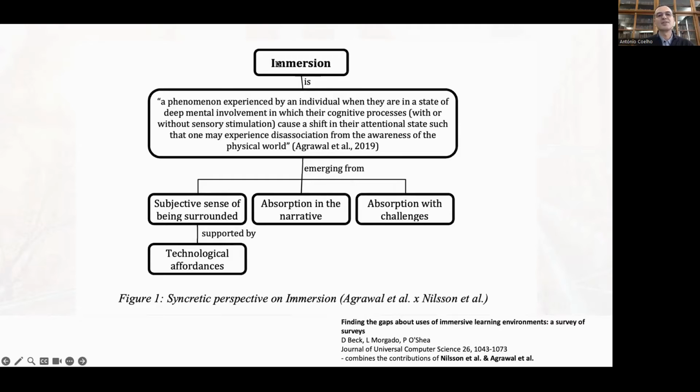For example, the subjective sense of being surrounded. This is normally associated to technological affordance, meaning when you use a headset of virtual reality, when you use a mobile phone, you are immersed by the technology. And we'll look upon that in terms of extended reality.